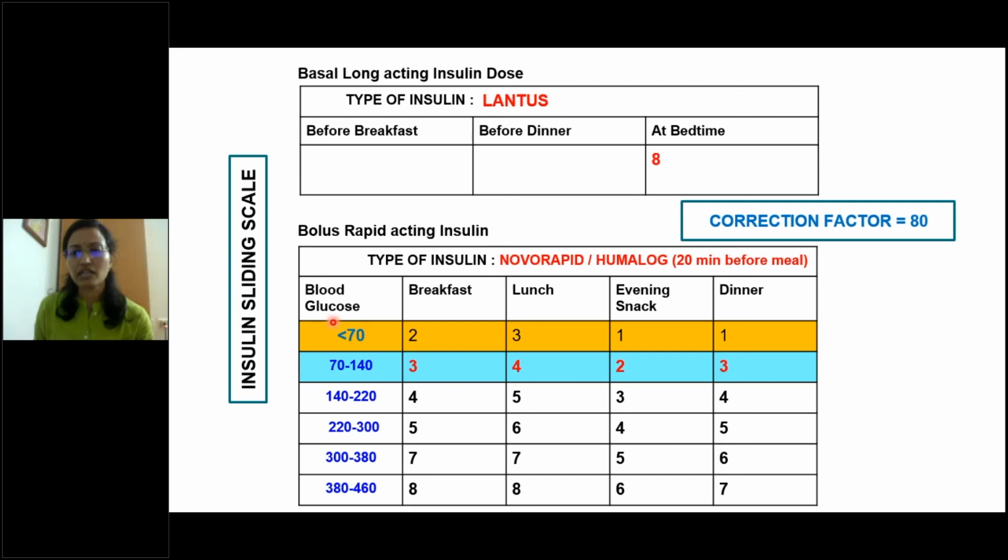Here you can see that I have a row for less than 70 also. See, less than 70 means hypoglycemia. You have a child in the ward, at lunchtime you have checked the sugar and that is 65, whether to give the pre-lunch bolus or not. You have to give the pre-lunch bolus after correcting the hypoglycemia. So you cannot skip insulin even if the child had hypoglycemia.